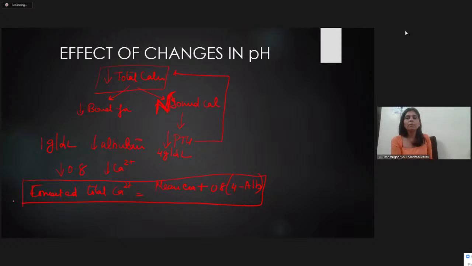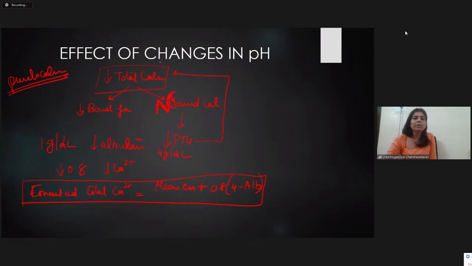So this is about hypoalbuminemia causing pseudo-hypocalcemia. So what is the correction factor for pseudo-hypocalcemia in hypoalbuminemia? Corrected total calcium is equal to measured calcium plus 0.8 into 4 minus albumin. So this is about effects of changes in albumin concentration.